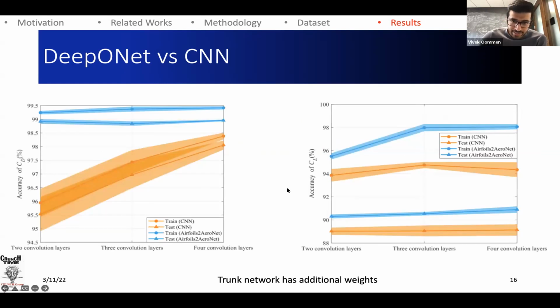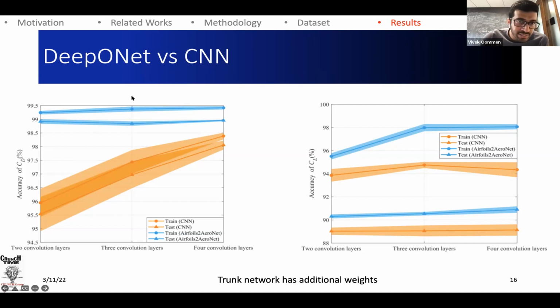So here they present the results. They compare the train and test performance of the DeepONet, which is blue in color, with the train and test performance of the CNN, which is yellow or orange in color, for prediction of coefficient of drag and prediction of coefficient of lift. They are varying the number of convolution layers used in the branch net of the DeepONet and the number of convolution layers in the CNN model.